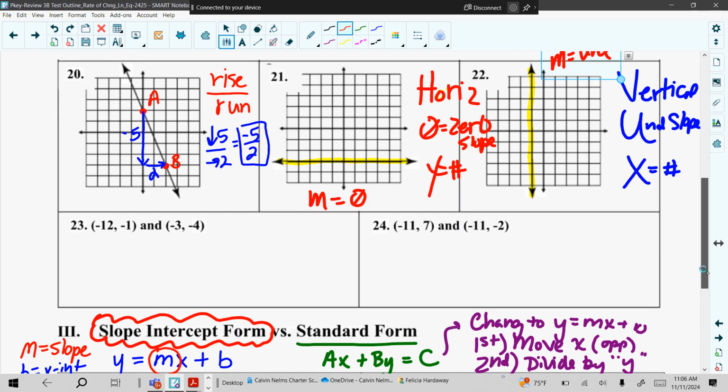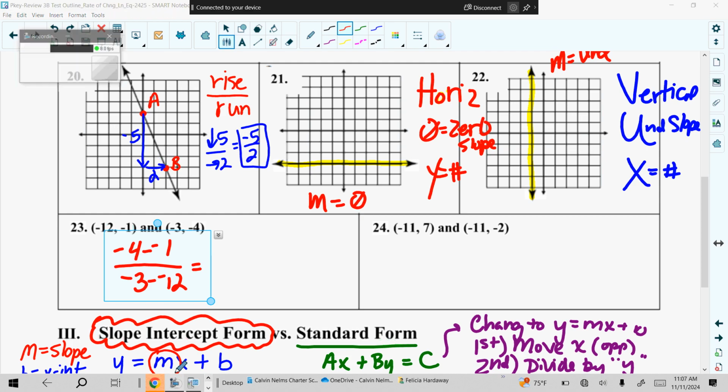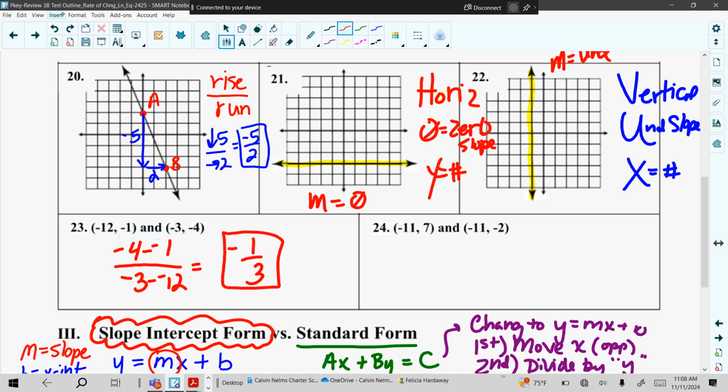So let's see if we remember what to do for 2 points. How would I set up 23? How would you write it before you type it? -1 over -3 minus -12. Yes. All right, let's go to our calculator and see if we can get this slope. It's a -1/3. That's what you should get if you put it in the calculator.